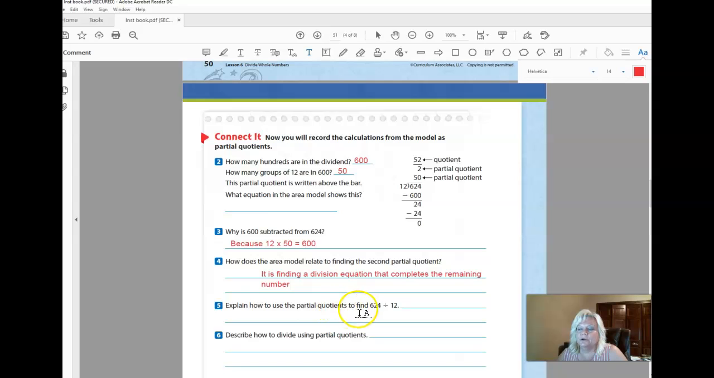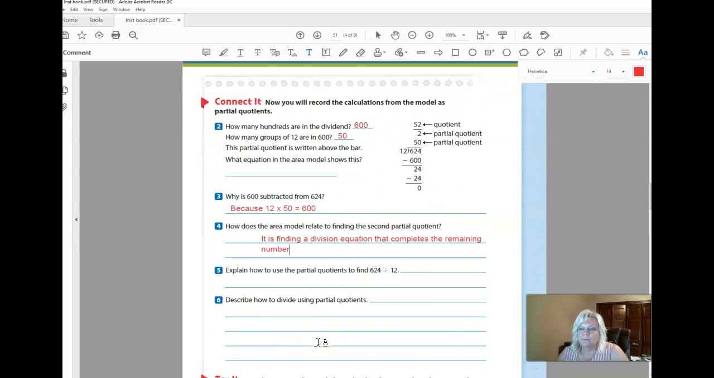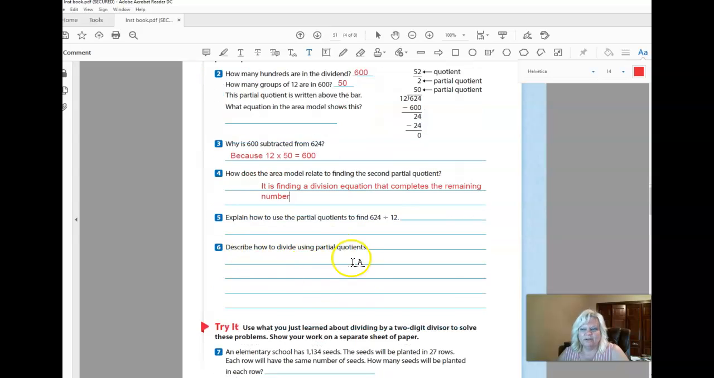Explain how to use the partial quotients to find 624. The same thing as the area. We want to find that number in the beginning that gets us close to 624, and then do the subtraction and find what's less. Describe how to use partial quotient. Just skip that one. Okay.